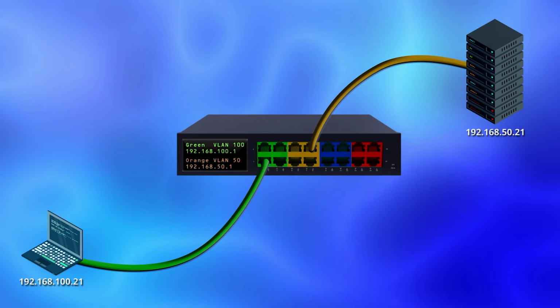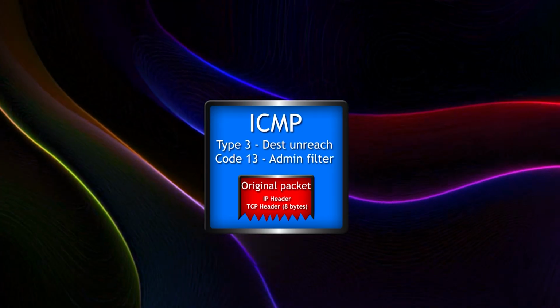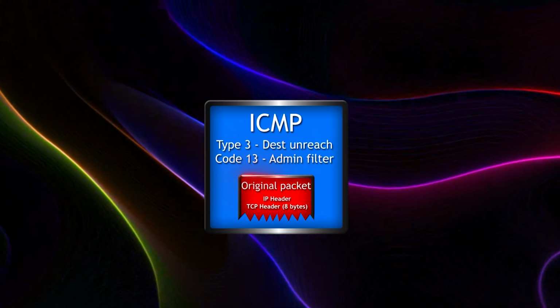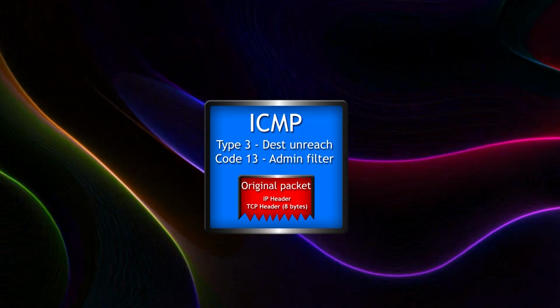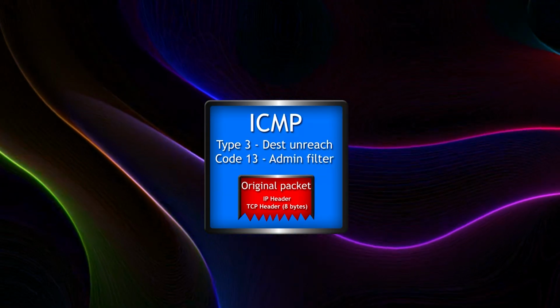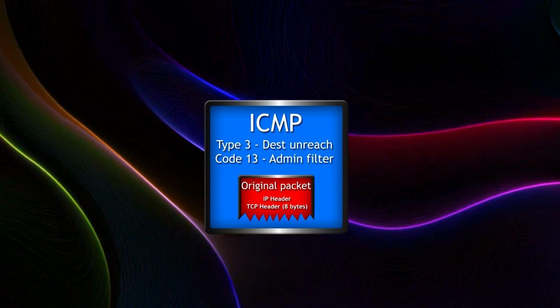So why did this magically appear in our filtered traffic? Is our filter broken? Nope. It's because a type 3 code 13 ICMP packet includes the original IP header and the first 8 bytes of the TCP header. Wireshark sees that as a real IP header, so it shows up in the filtered packets.